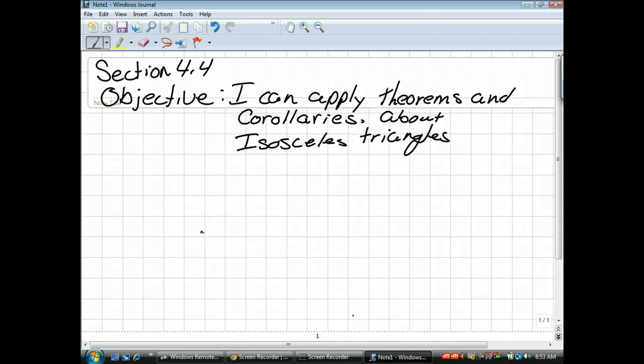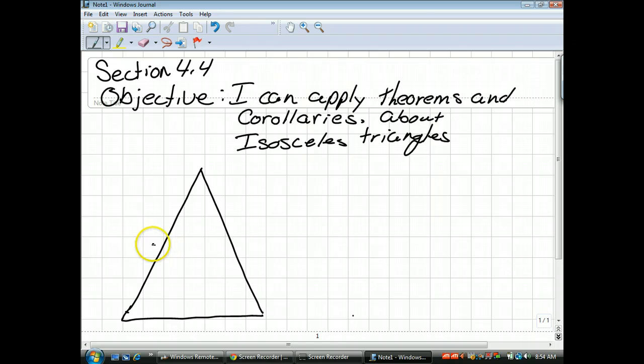Section 4.4. Our objective today is I can apply theorems and corollaries about isosceles triangles. So first of all, let's make sure that we all agree on some terms that apply to isosceles triangles. In an isosceles triangle, remember that two sides are congruent. So the two congruent sides are what we call the legs. Okay, so those are the congruent sides.